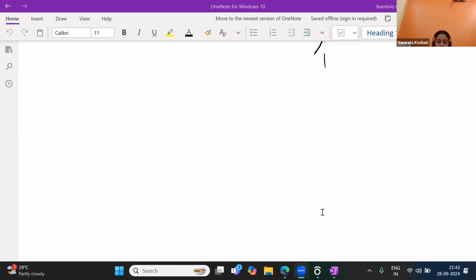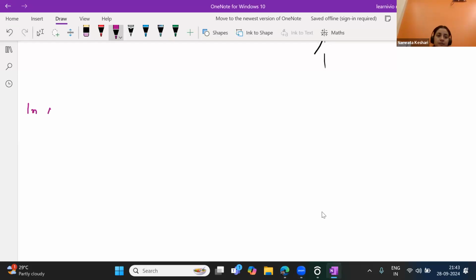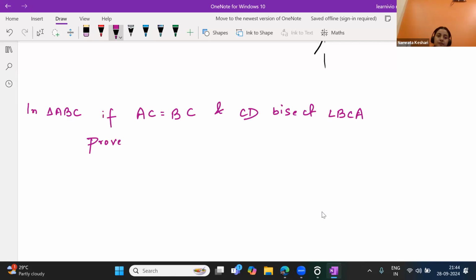Suppose we are having these questions. In triangle ABC, if AC is equal to BC and CD bisects angle BCA, prove that triangle ACD is congruent with triangle BCD. Okay, the figure is also given over here.